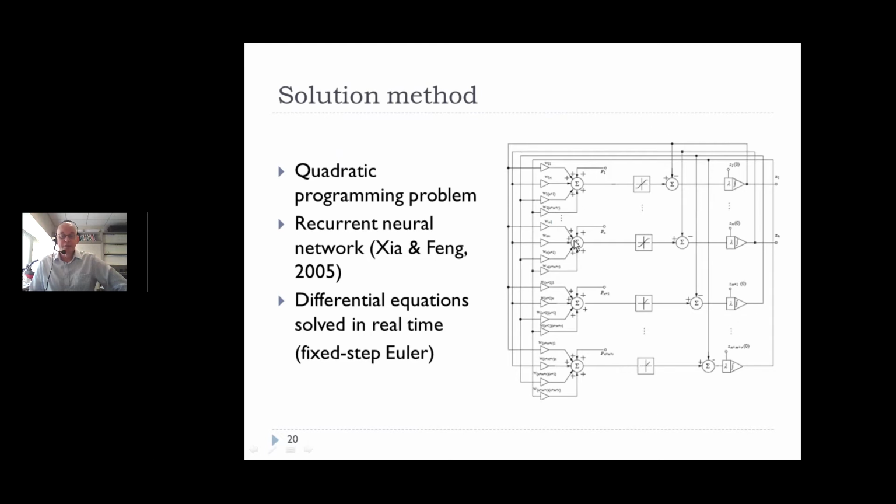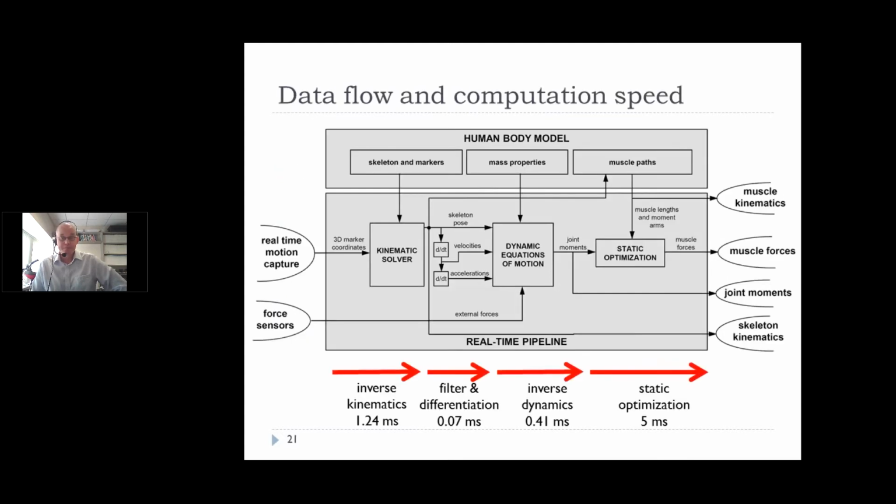The good thing about this method is that if you run out of time, because the next piece of data is about to arrive, then you can just stop the solution and you end up with something that's a good approximation. We found that you can get within about 1% of the actual solution in about 5 milliseconds.